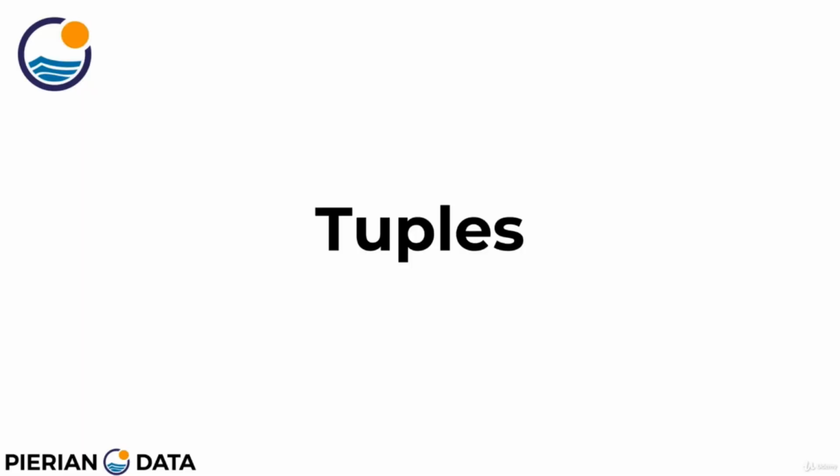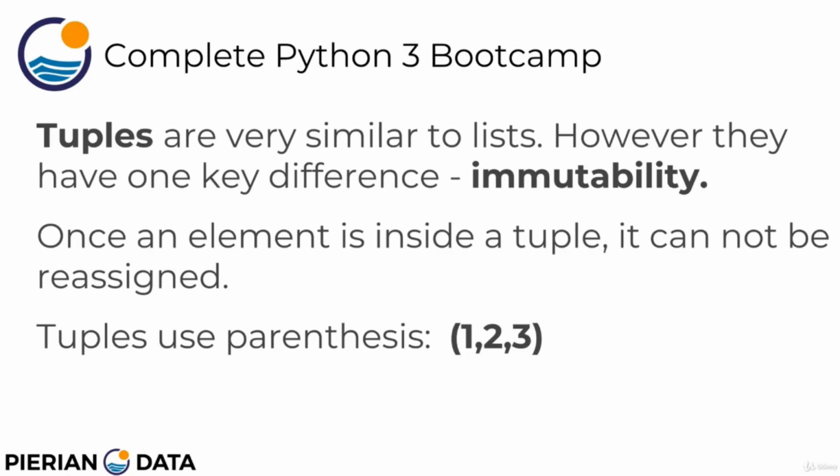Hi everyone, and welcome to this lecture on tuples, or tuples as some people like to call them. And in Python, tuples are very similar to lists. However, they have one key difference, and that is they have immutability. So they're immutable, meaning they cannot be changed. And that comes from the term mutation, so they cannot be mutated or changed.